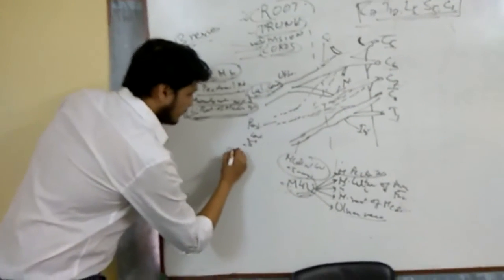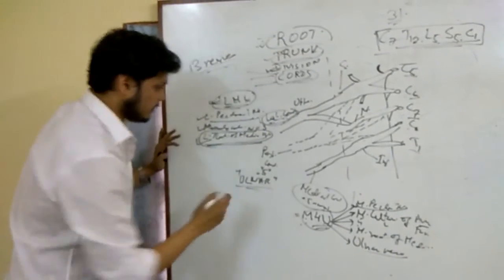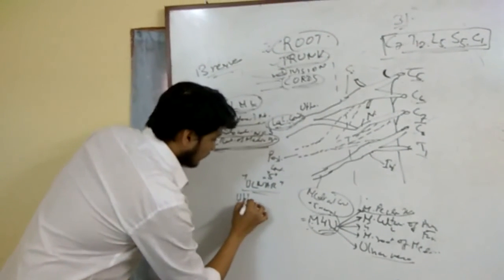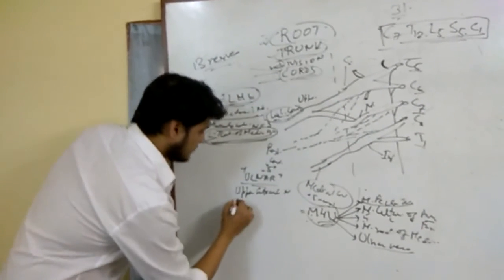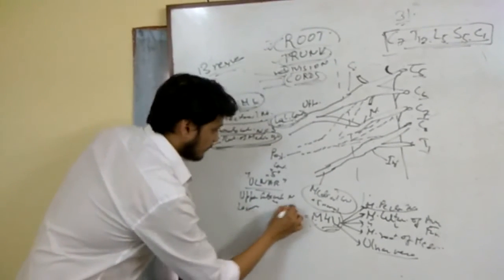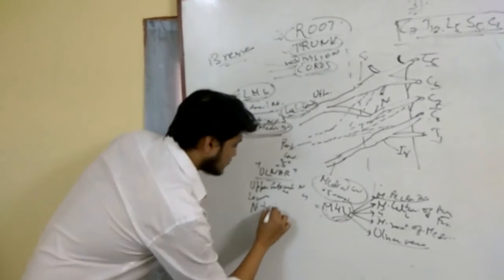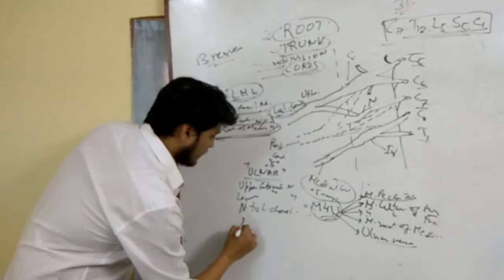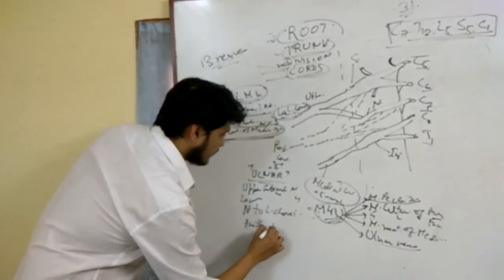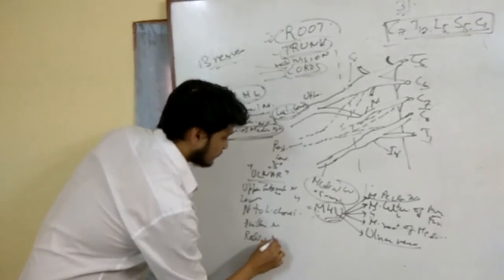We have 5 nerves here, remembered by the mnemonic ULNAR. U stands for upper subscapular nerve. L stands for lower subscapular nerve. N stands for nerve to the latissimus dorsi. A stands for my axillary nerve, and R stands for my radial nerve.